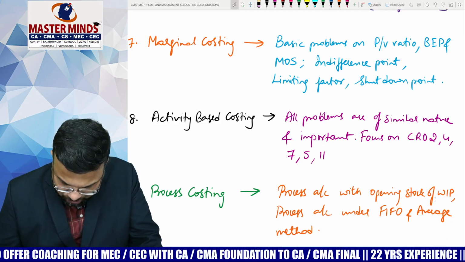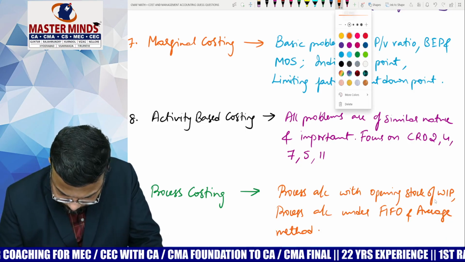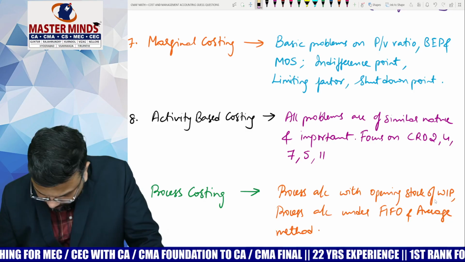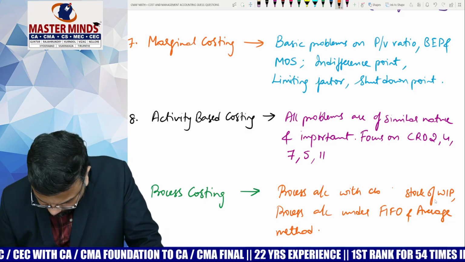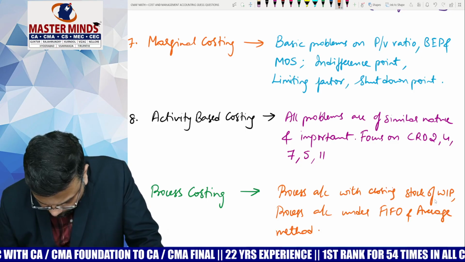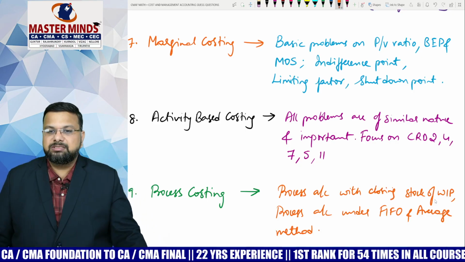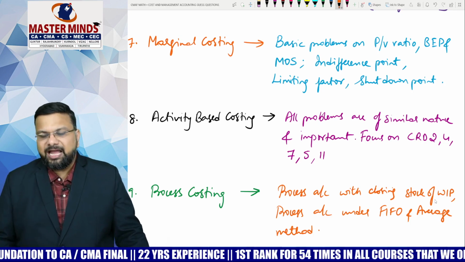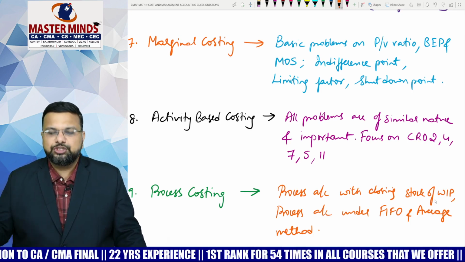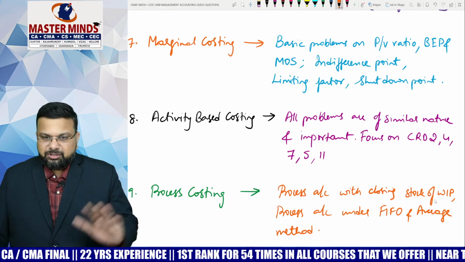See, let me make a correction here. It's not your opening stock of work in progress. It shall be closing stock of work in progress. Am I clear, my dear? So closing stock of work in progress. When we say FIFO method and average method, it covers opening stock of work in progress, right? So this is the classification.